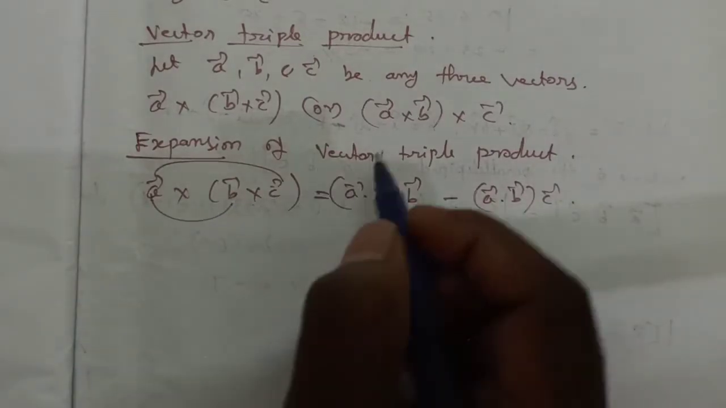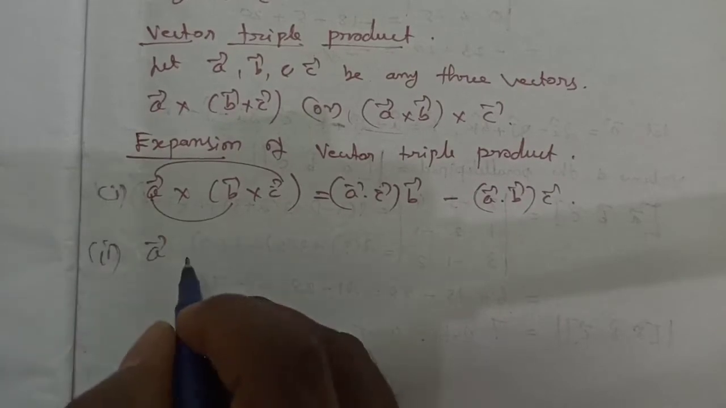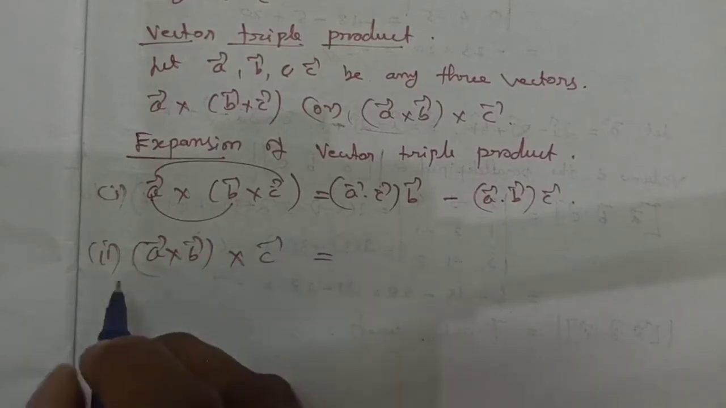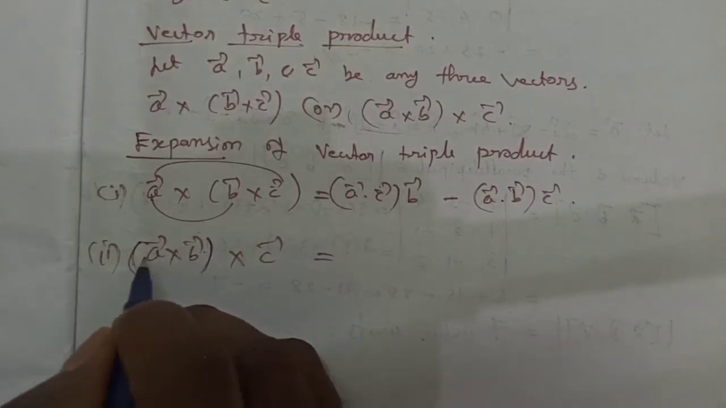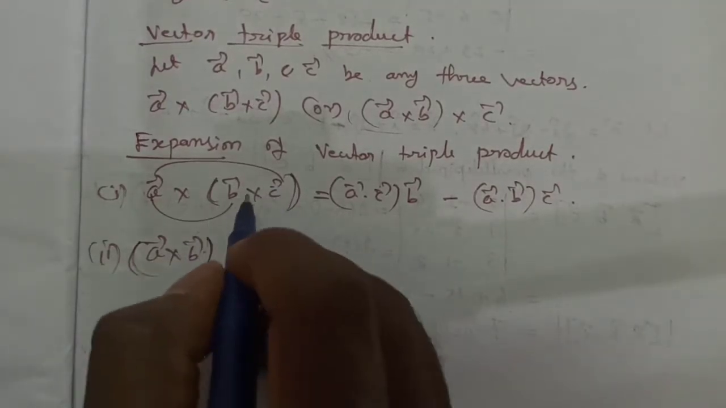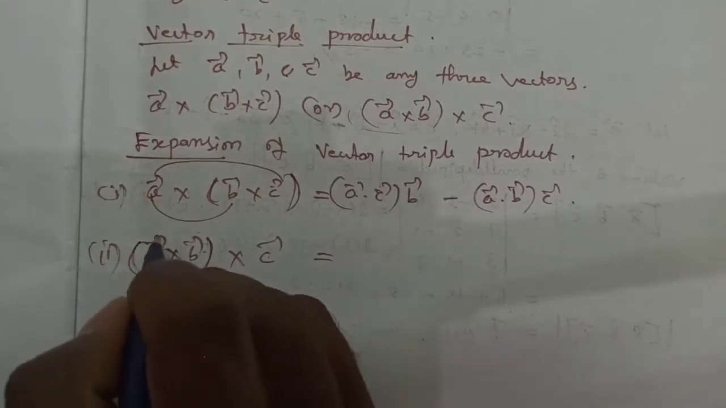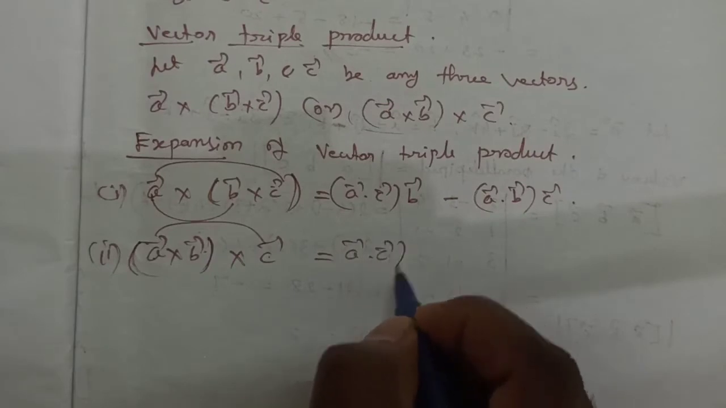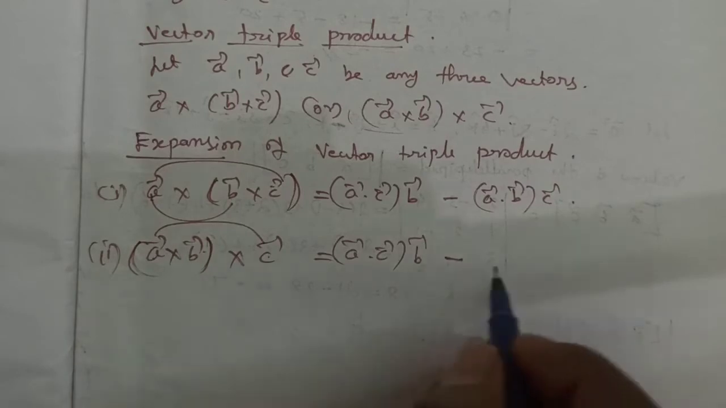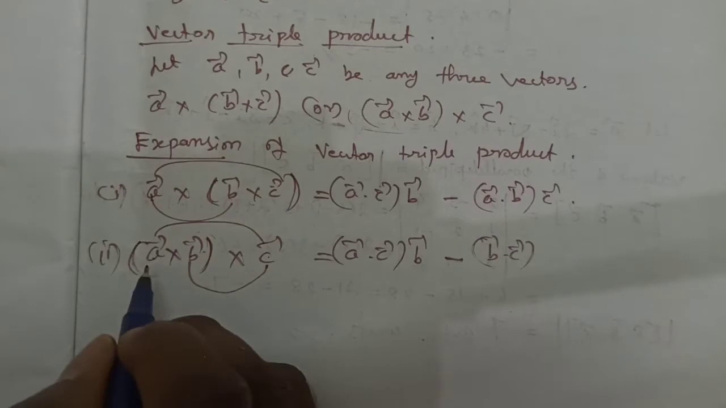And in another one, this is the first kind. The second kind is A vector cross B vector cross C vector, where in this product the bracket has B cross C inside. I have to take A vector with C vector. So A vector dot C vector into the remaining vector B vector, minus the second one, A vector dot B vector into the remaining C vector.